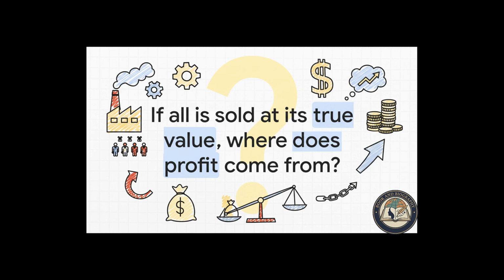You start with $100, you buy some stuff, you sell it. How do you end up with $110? Where did that extra $10 just appear from?